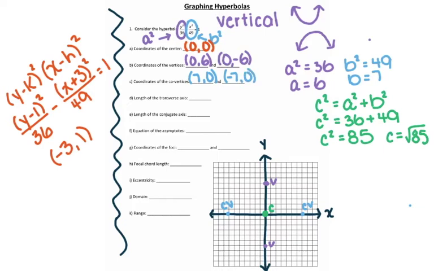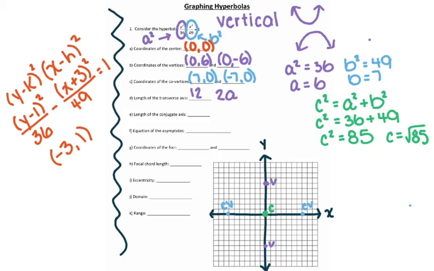Okay. As far as the transverse axis, remember the transverse is the one that's connecting the vertices. So it's your main axis. In this case, it's always going to be 2A. So it's going to be 12 here. You can count or you can just double the A. So I'm just going to make a note that it's 2A. So it's 2 times 6, so it's 12 units. Okay.